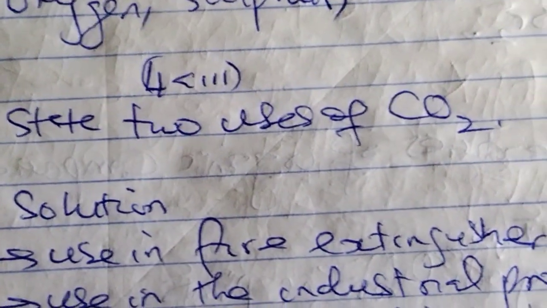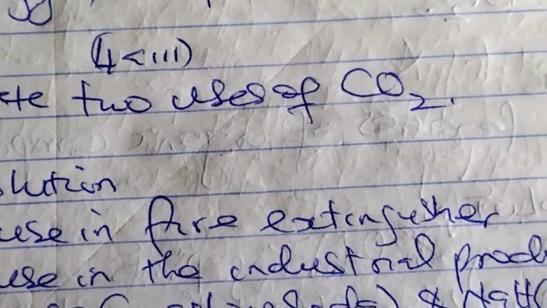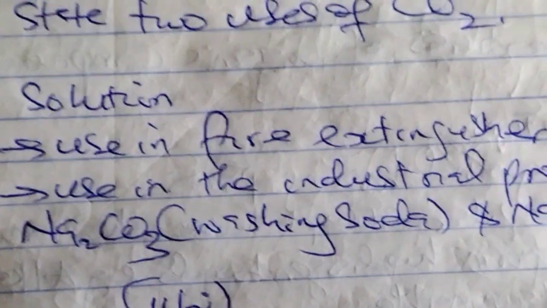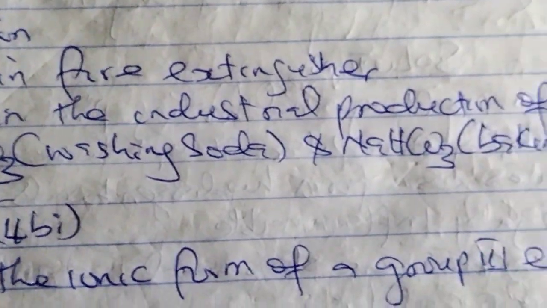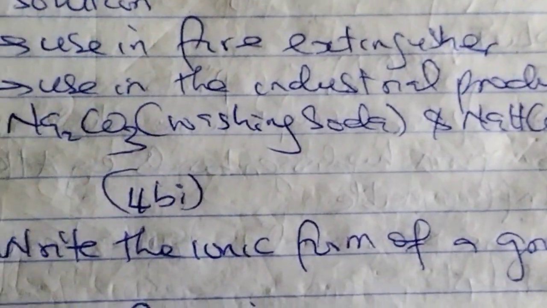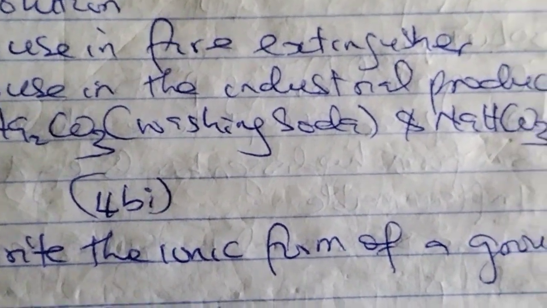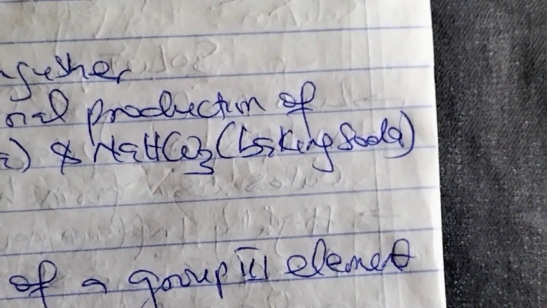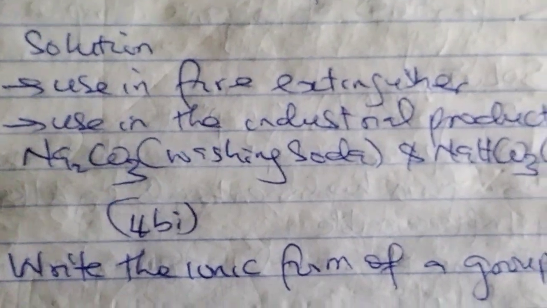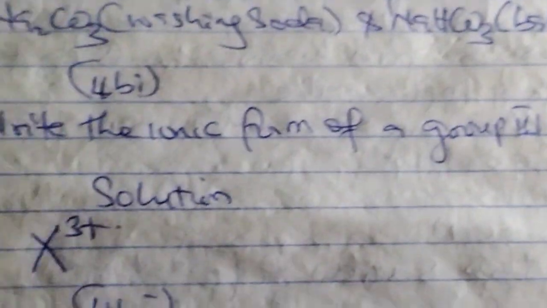For AII, state one use of carbon(IV) oxide. Solution: used in fire extinguishers, and used in the industrial production of sodium carbonate in bracket washing soda and sodium hydrogen carbonate in bracket baking soda. So that is it. We go to the next question.